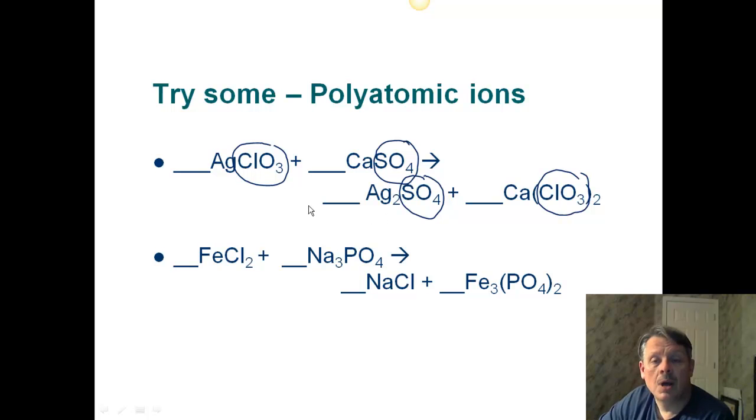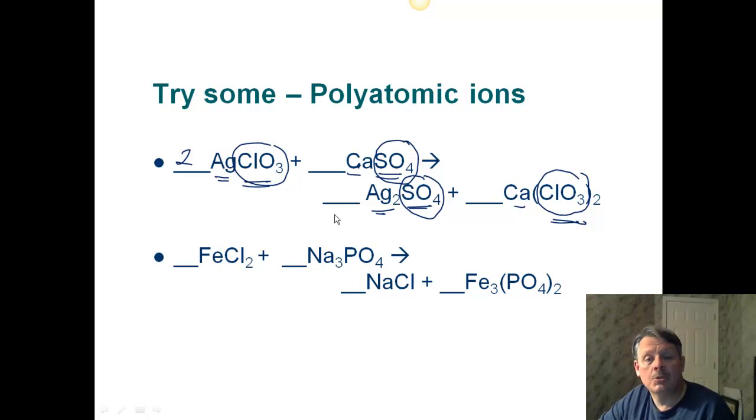Alright, so now I'm going to go through and balance. Again, I start from the left, so I look for silver, and I notice I have 2 silvers on the right, so I have to put a 2 in front of that. The next thing is my ClO3. I now have 2 ClO3s. I don't have to break it down to 2 Cls and 6 Os. I can just say I have 2 ClO3s, and I have 2 ClO3s on the right, so those are balanced. I have 1 calcium on both sides, and I have 1 SO4 here and 1 SO4 on the other side. So those all balance, so I can leave them alone. So I should be done. Alright, you try the next one and see what you come up with.